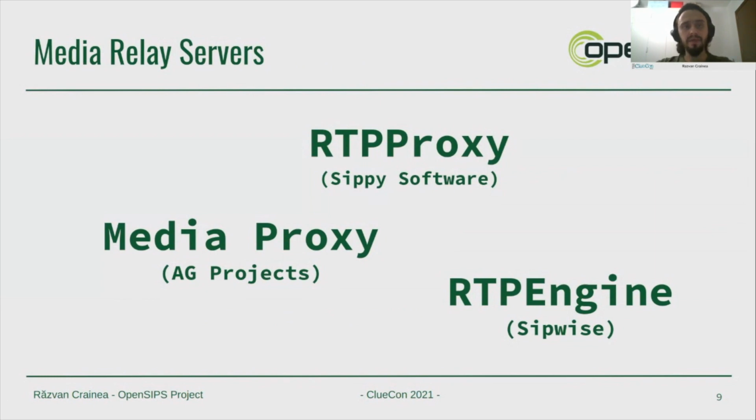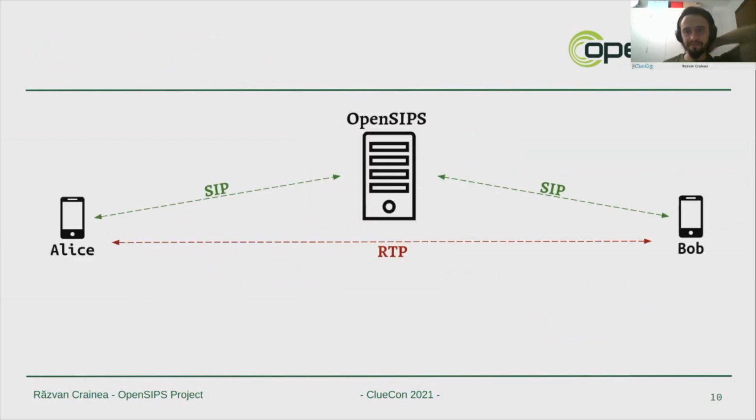All these are media server relays that can be used in order to bypass or enhance traffic with different media capabilities. As I said, OpenSIPS is not a media server, so it doesn't have media capabilities. So therefore, we are relying on these particular media relay servers to offer different media capabilities.